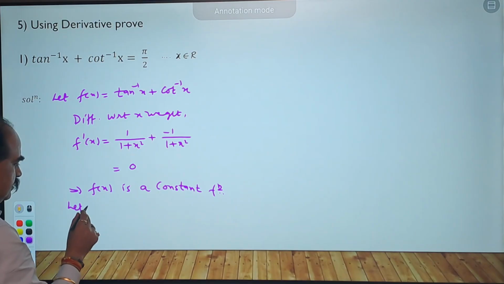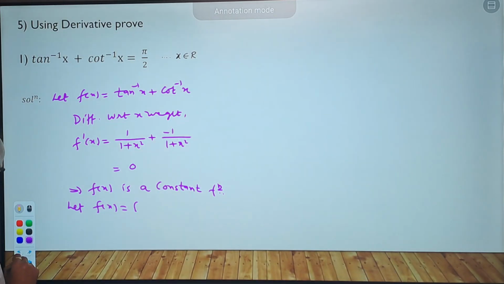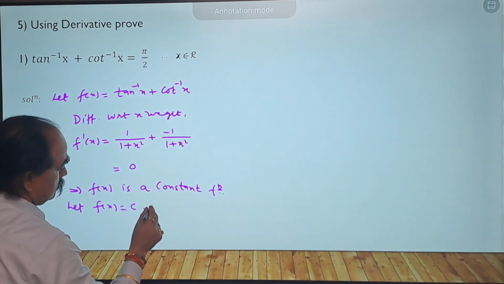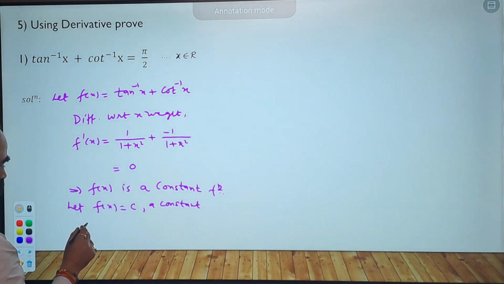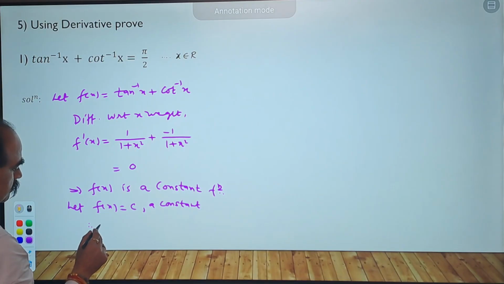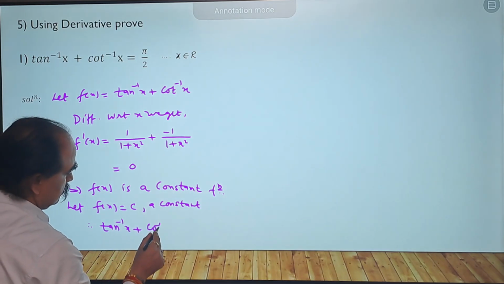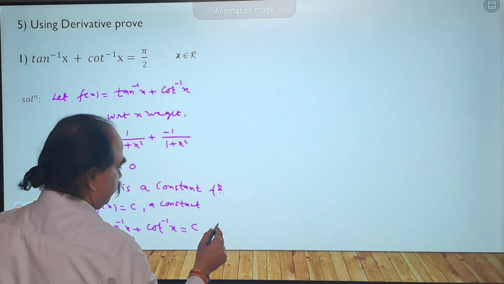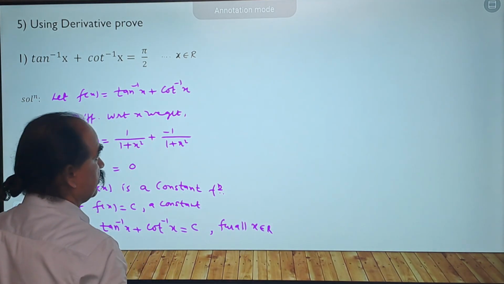Let f x is equal to c, a constant. Therefore, tan inverse x plus cot inverse x is c for all x belongs to real number.